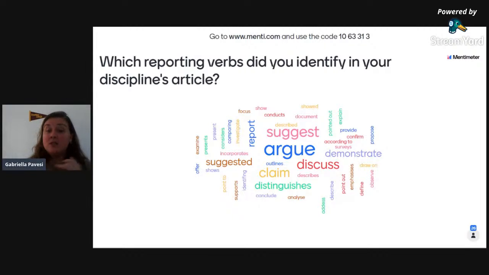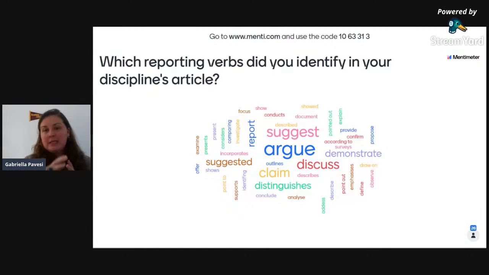What else? Let me see. Suggested, compares, presents, offers. Very interesting point too. Very good. So by looking at this, of course, at this moment that we're here, we don't have the areas. I didn't ask for you to add your area of study, right?